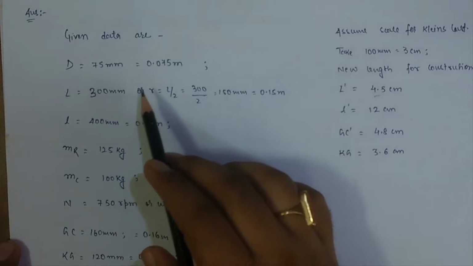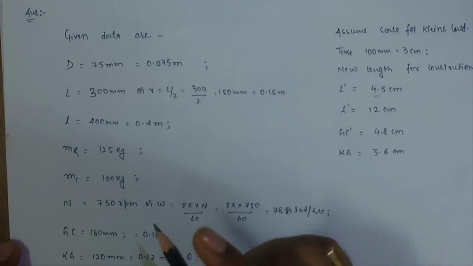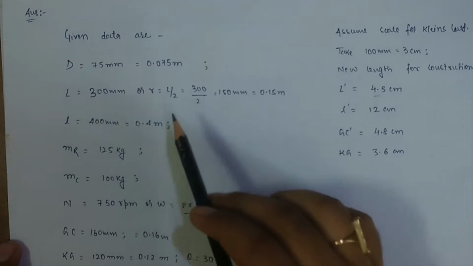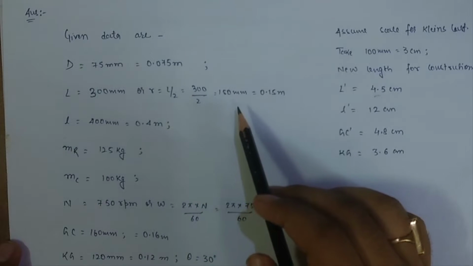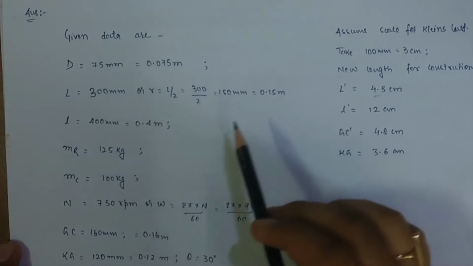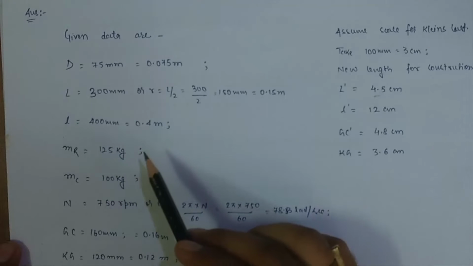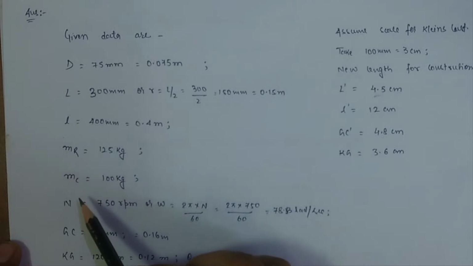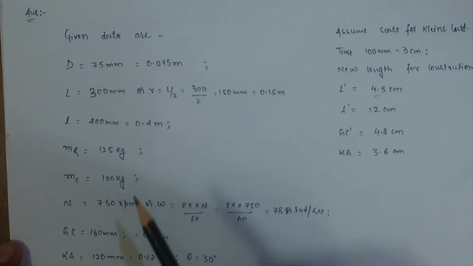Diameter of piston is 75 mm. First of all, convert all the parameters from millimeter to meter. Stroke length is 300 mm, so R is equal to L by 2, that is 300 by 2, which comes out to be 150 mm, that is 0.15 meter. And the length of connecting rod, small l, is 400 mm, that is 0.4 meter. Mass of reciprocating parts and mass of connecting rod are 125 kg and 100 kg respectively, and engine speed is 750 rpm.